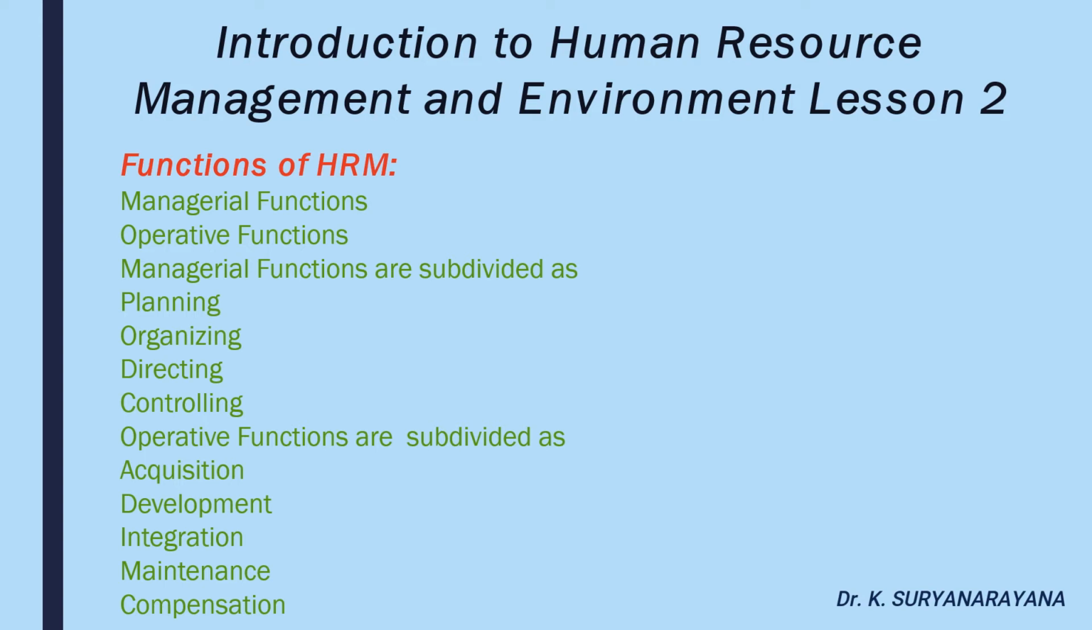Next one is maintenance. Maintenance includes activities like organizational health, human resource audit, human resource accounting, etc. Compensation. It includes determination of wages and salaries matching with the contribution made by the employees to achieve organizational goals. Compensation includes activities like job evaluation, wage and salary administration, incentives, bonus and fringe benefits.